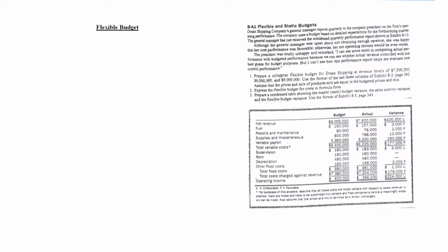If you talk about the operating income, that was expected to be $6,20,000, but actually it is $3,96,000. So, there is a variance of $2,20,000 and it is an unfavorable variance.